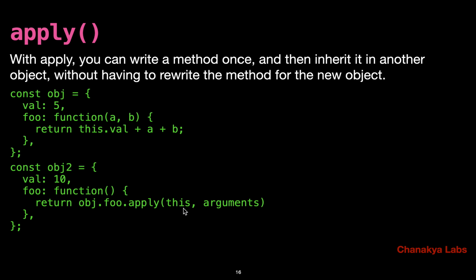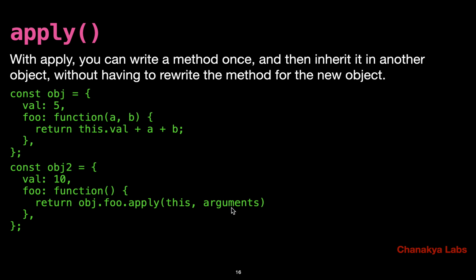That is achieved using this variable, and that's why this should not be an arrow function. This should be a normal function. Secondly, I am passing arguments as the second argument, which means I don't need to write any arguments here. Whatever the arguments of obj2.foo are, the same arguments will be passed to obj.foo. That is an array-like object, and it will be transparently passed, right? And when this function is called, all the arguments will be automatically assigned, because we know that apply supports array-like objects also.